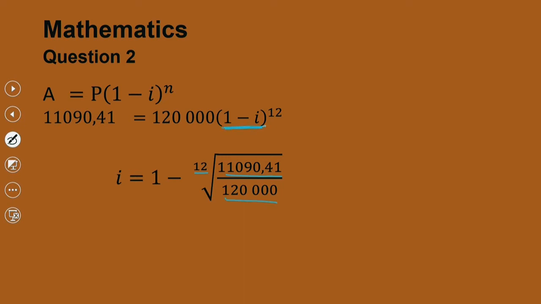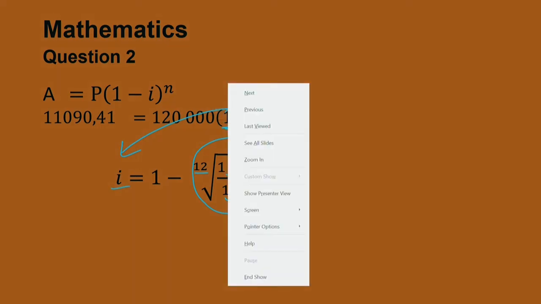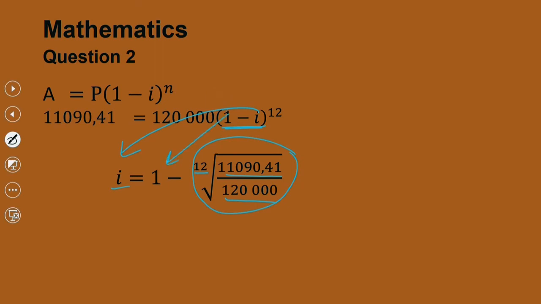Remember then we said we are left with 1 minus I. Then we can take I to the left-hand side. We can interchange, right? And then whatever we had on the right-hand side will be the 12th root of 11,090.41 divided by 120,000. That is what we're going to have. So I becomes positive. Then we also take this 1 over to this side. What can you see we end up having? I equals 1 minus the 12th root of 11,090.41, everything divided by 120,000.